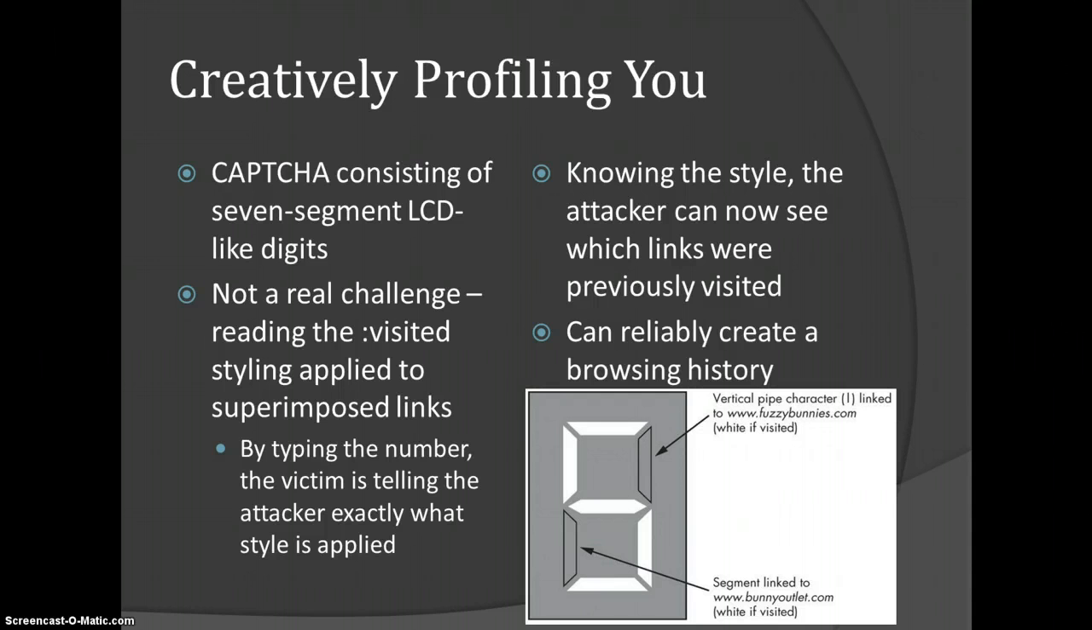So for example, all of these sections here would represent different sites, and this site, like it shows, is bunnyoutlet.com. If it had been visited, it'd be white. This one's fuzzy bunnies. If it had been visited, it'd be lit up, and so on.